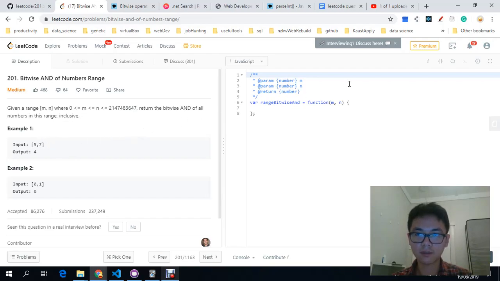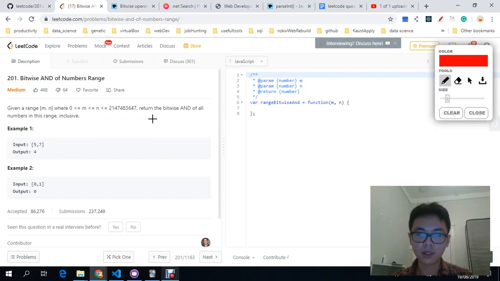To do this, we can do it as the problem describes, where we really do a bitwise operation on all the numbers in this range, but that will be inefficient and we don't have to do it after we observe the pattern.